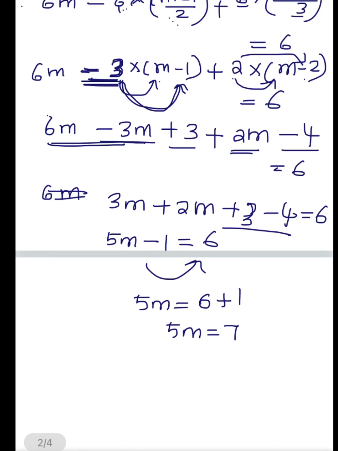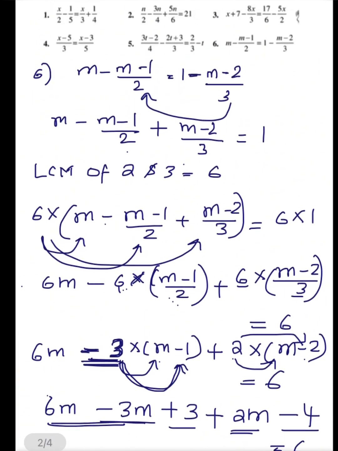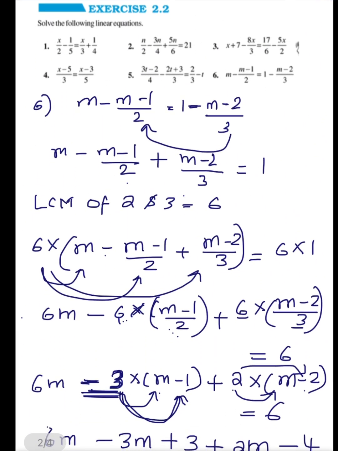Now you have to take this 5 to the other side. So m will be equal to what? 7 divided by 5, or 7 by 5. Understand? So 7 by 5 will be the answer for this question. M equals 7 by 5. Understand? So this is all about the sixth question. I hope you understood this.